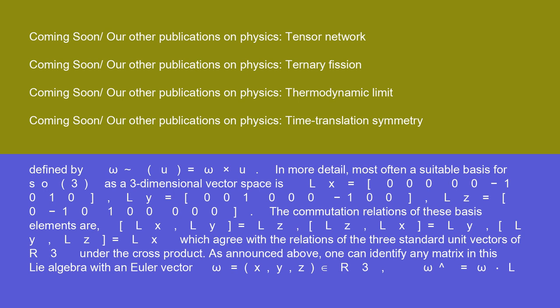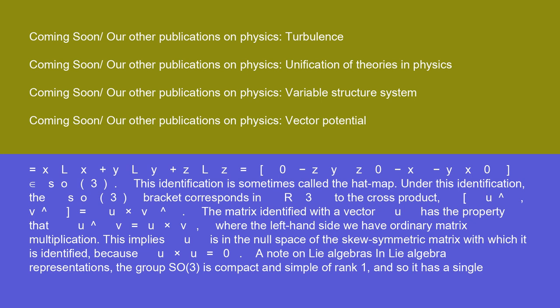As announced above, one can identify any matrix in this Lie algebra with an Euler vector ω = (x, y, z), an element of R3: ω̂ = ω · L = xLx + yLy + zLz = [0, −z, y; z, 0, −x; −y, x, 0], an element of so(3). This identification is sometimes called the hat map.